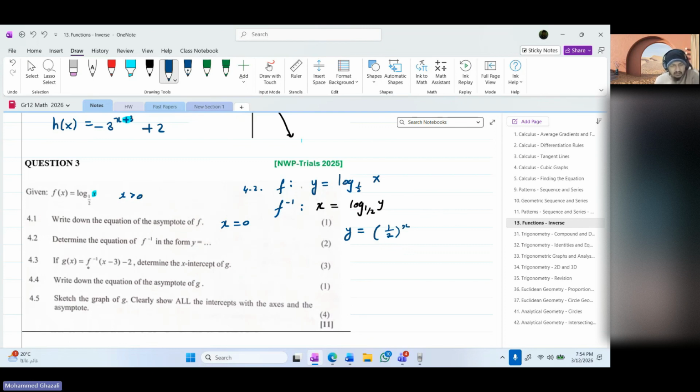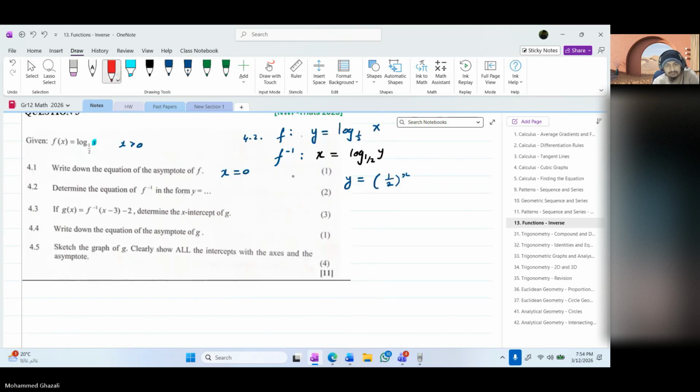Now if g of x is equal to f inverse of x minus 3, minus 2, determine the x-intercept of g. See what they're saying. This function is y equals, right? This is the inverse function. So 4.3. G of x is equal to f inverse of x minus 3, minus 2. What is f inverse of x minus 3? This here does not mean f inverse times x minus 3. It means f inverse x minus 3 is move 3 units to the left. Sorry, it's move 3 units to the right. So you need to substitute x minus 3 in the place of x.